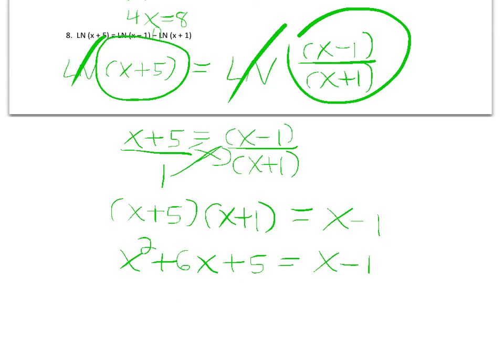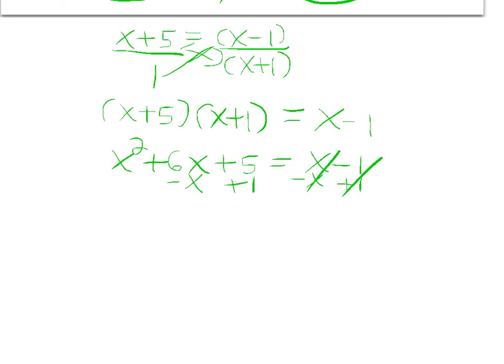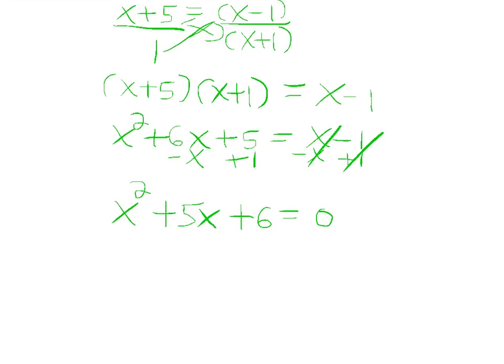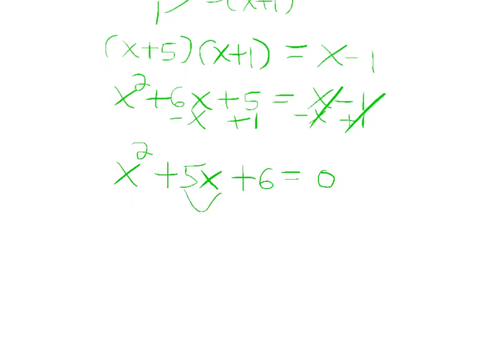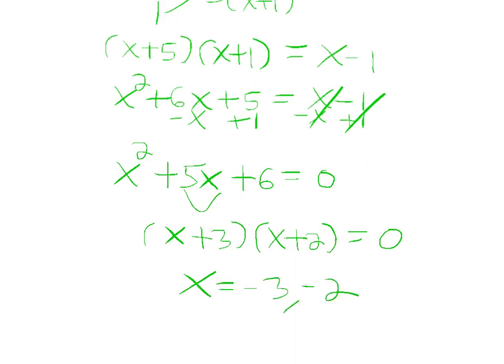Now, as soon as you have a quadratic, you want to get the quadratic completely by itself. You want to set it equal to 0. So I would subtract x, and then add 1 to both sides. So we would have x squared plus 5x, and then 5 plus 1 gives us plus 6 equals 0. And then we would factor this. So no quadratic formula in this video. This is going to factor to x plus 3 and x plus 2. And then when you set these factors equal to 0, you get x equals negative 3 and negative 2.